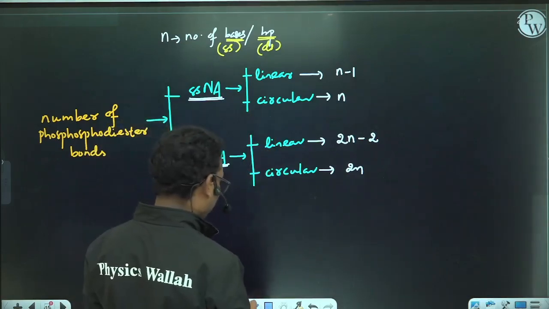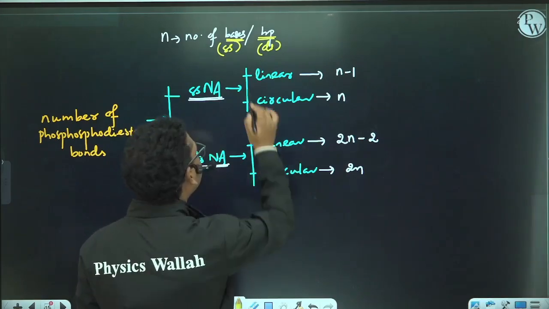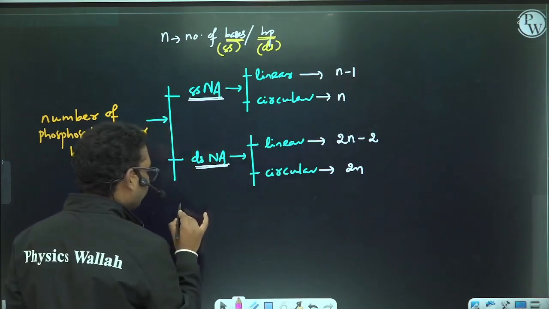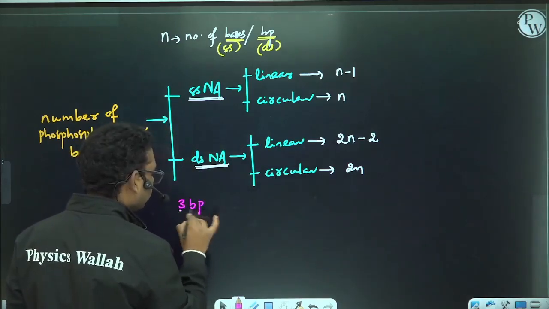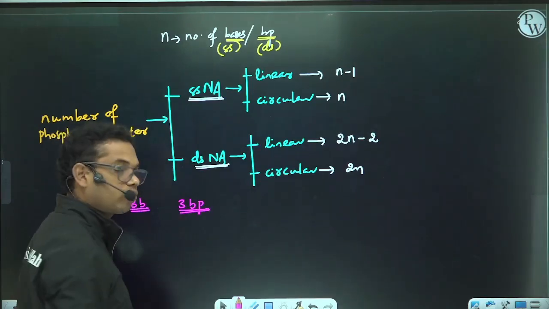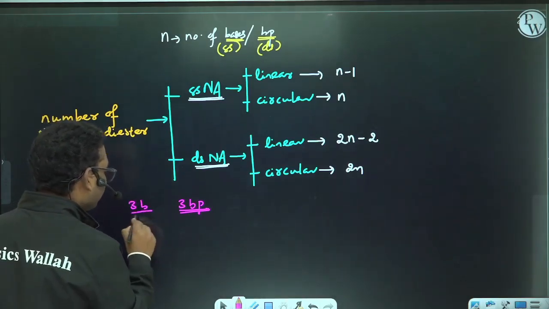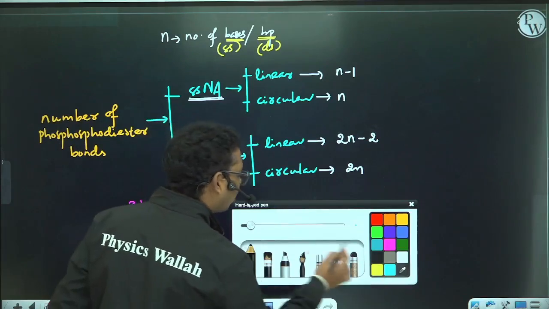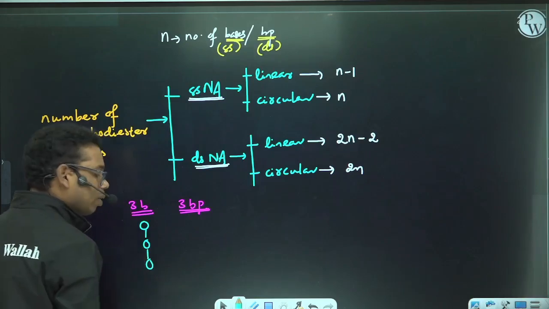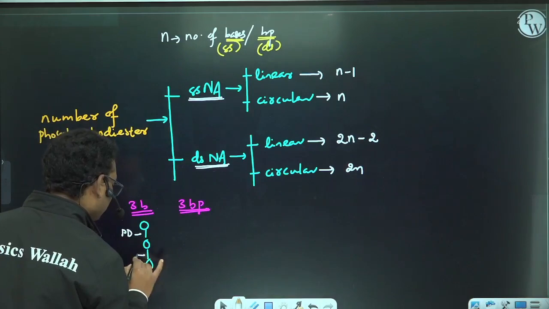Let me write one thing here. Suppose one DNA has 3 base pairs, and one DNA has 3 bases. If the DNA has 3 bases, what will be the number of phosphodiester bonds? Suppose these are the nucleotides, and these are phosphodiester bonds. So this is one phosphodiester bond, this is another phosphodiester bond.